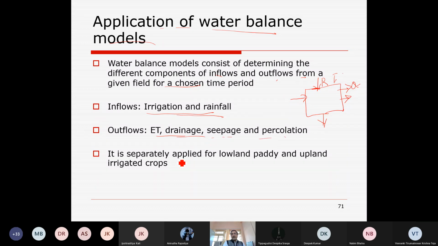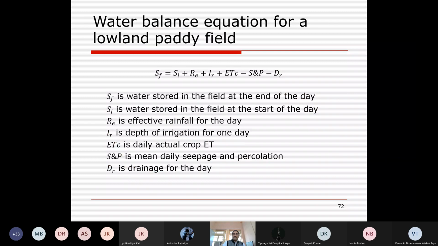It is separately applied for lowland paddy as well as irrigated crops. So for these two, lowland and upland, the water balance equation for lowland paddy we can write like this. That is the water stored in the field at the end of the day. It's basically the water stored in the field at the start of the day, meaning it's a daytime length. So at the end, we are simply trying to find out from the initial start.